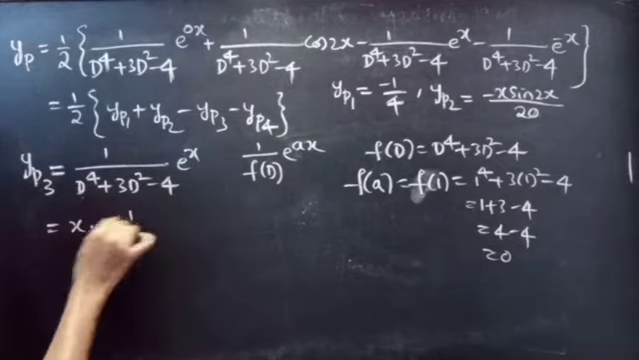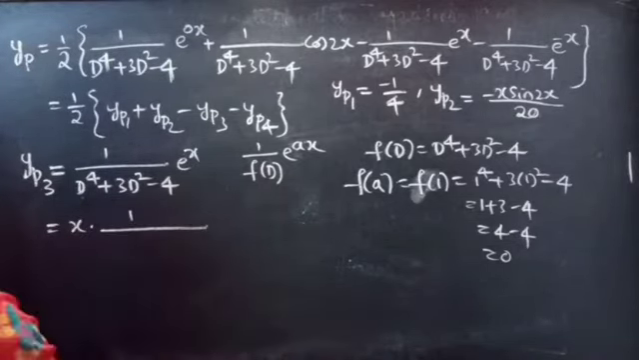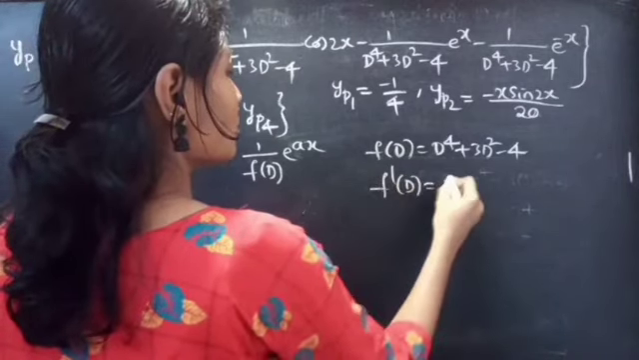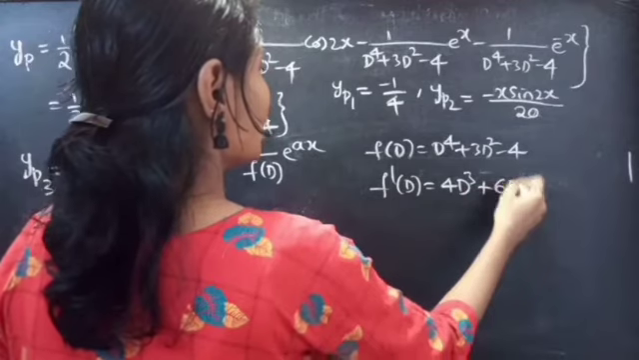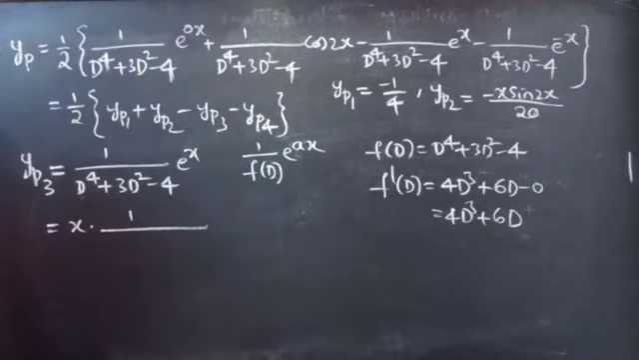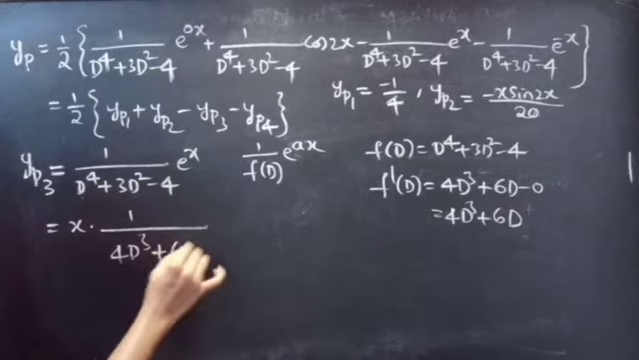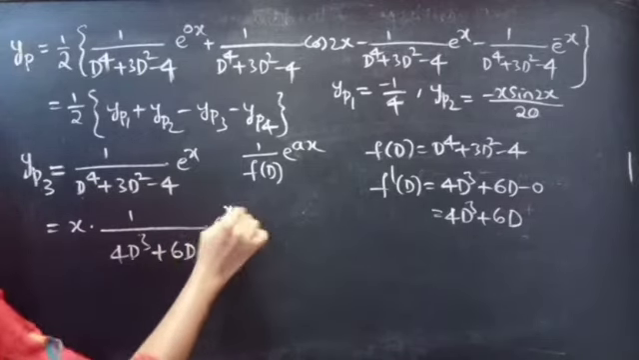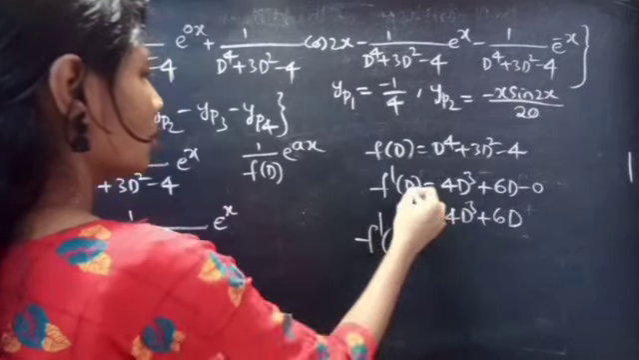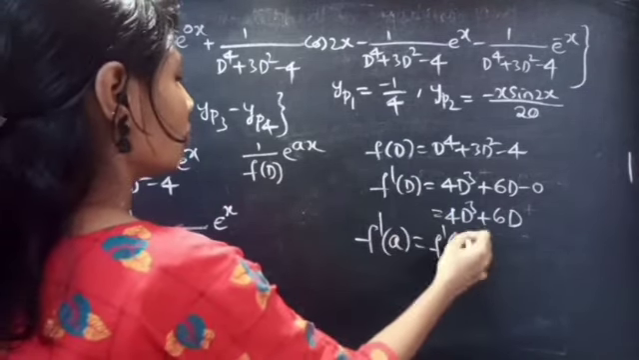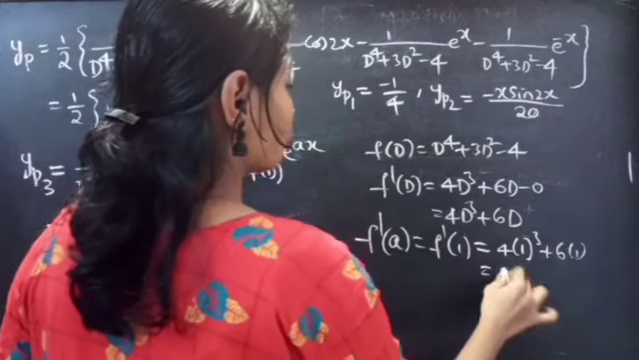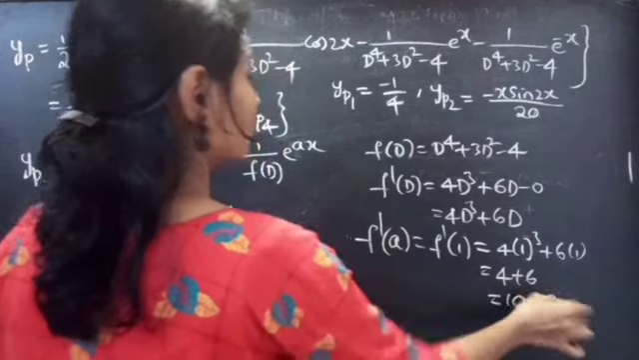What we can do? Just write x into 1 by f'(D). If f(D) = D⁴ + 3D² − 4, find f'(D). f'(D) is 4D³ + 3 twos are 6D, minus derivative of constant is 0, which equals 4D³ + 6D, right? Here we are writing f'(D) into e^x. Now let's see what happens if we replace D by a. For a equals 1, we'll get f'(1) = 4 into 1³ + 6 into 1, which equals 4 + 6 = 10, non-zero, right?